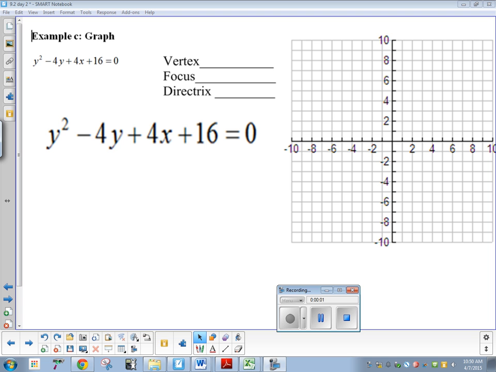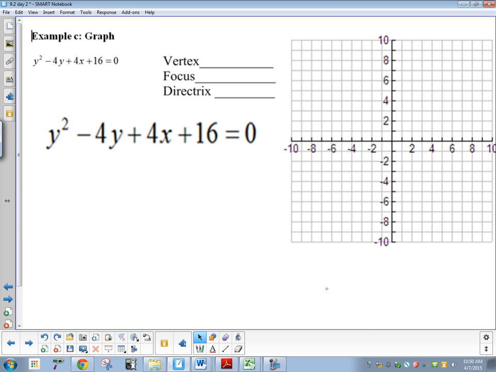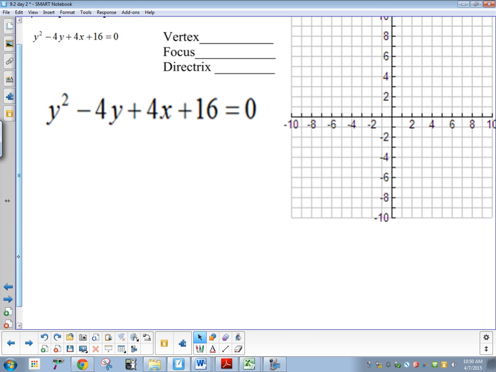First thing I want to do, if I'm putting something in standard form, I want to decide what type of shape it is going to be. So Tristan, when you look at this, what's your shape going to be? A parabola, ellipse, or hyperbola? Parabola. How do you know it's going to be a parabola? Because it's squared. We look at the problem first. It's y squared, so he knows it's going to be a parabola.